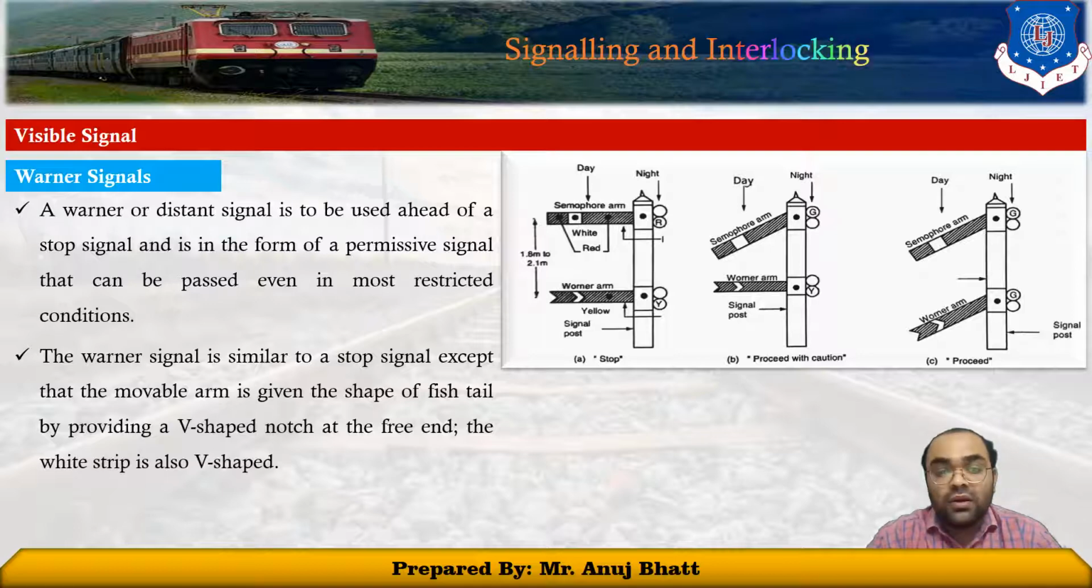The warner signal is similar to the stop signal, except that the movable arm is given the shape of a fish tail by providing a V-shaped notch at the free end, as shown in figure number 2, that is, in the clear or proceed condition. You can see this in the figure. So this was about the warning signals.